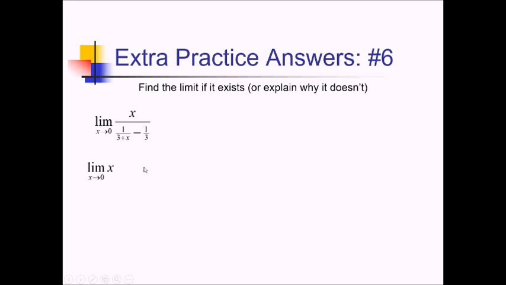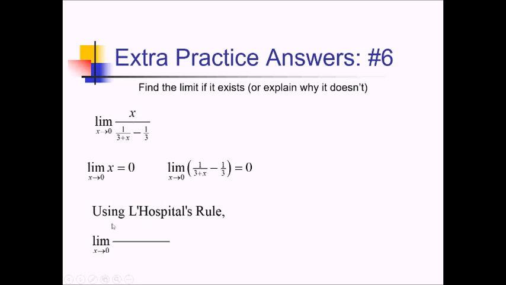The limit as x approaches 0 of x is just 0. And the limit as x approaches 0 of the denominator, again, is going to be 1 over 3 minus 1 over 3, which comes out to 0. Using L'Hopital's rule then, let's go ahead and take the derivatives of the top and the bottom separately. So I've got the limit as x approaches 0, still have to have that. And the derivative of x, that's pretty easy, that's just 1.